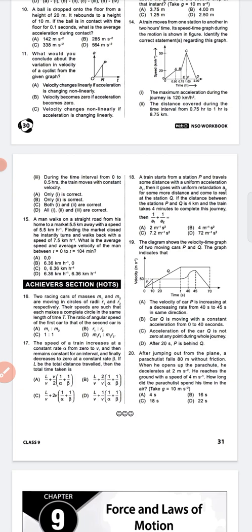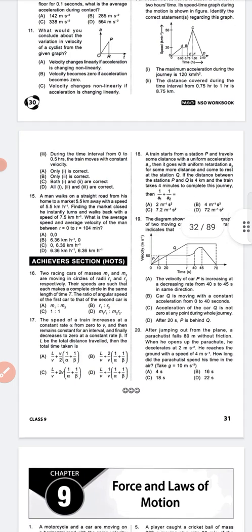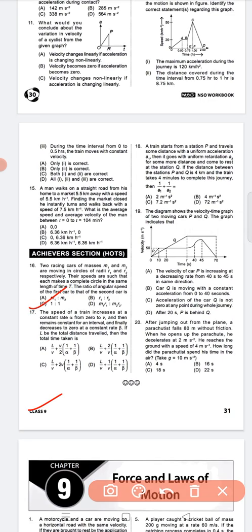The ratio of angular speed of the first car to that of the second car is: option A, M1 is to M2; option B, R1 is to R2; option C, 1 is to 1; option D, M1 R1 is to M2 R2. So question number 16, option C is the correct answer, that is 1 is to 1.